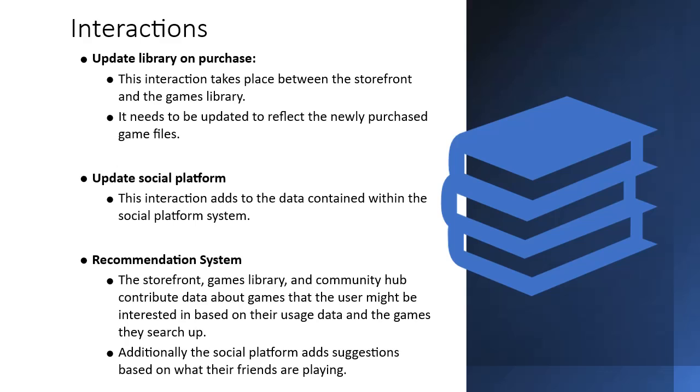It needs to be updated to reflect the newly purchased game files. Update social platform, which adds to the data contained within the social platform system, and the recommendation system. The storefront, games library, and community hub contribute data about games that the user might be interested in based on their usage data and the games they search up. Additionally, the social platform adds suggestions based on what their friends are playing.